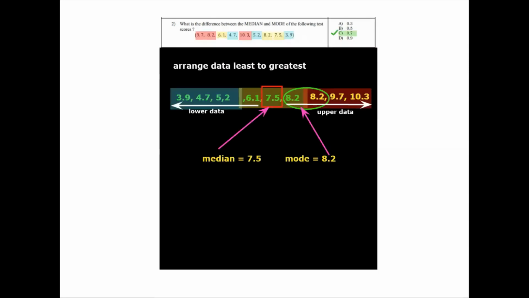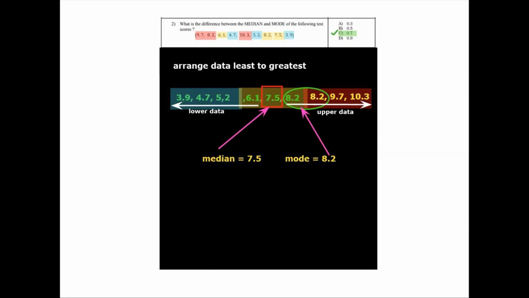Question 2. What is the difference between the median and mode of the following test scores? Well, again, this is a long string of data with decimal points. So in order to arrange them from least to greatest, I would block them off in groups of 3. Seeing that there are 9 data points, the first 3 of the lower data are 3.9, 4.7, and 5.2. And then the middle data is 6.1, 7.5, and 8.2. And the upper data is 8.2, 9.7, and 10.3.